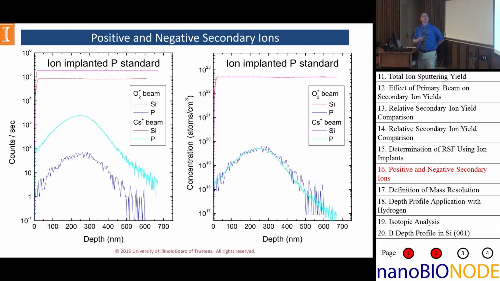But you'll note, because with the cesium beam we have more counts for our phosphorus, we're going to have a nicer looking signal. And so phosphorus and boron are very popular dopants for silicon, and so we're constantly switching back and forth between oxygen and cesium so that we can have the best sensitivity for that.